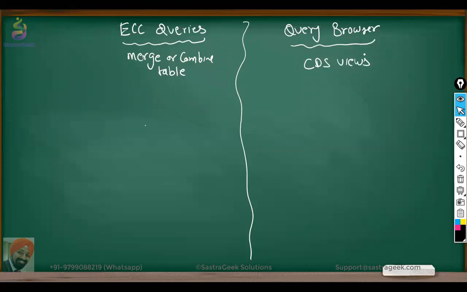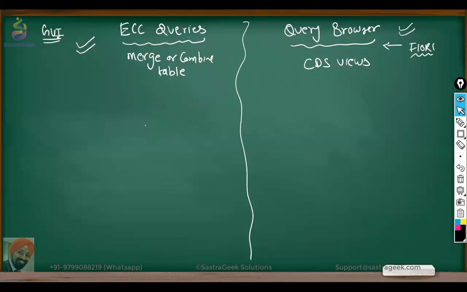Will these queries still be available with S/4HANA? Yes, these queries are still available. You can go to the transaction, you can still create your queries. Query browser is also available through S/4HANA. Query browser, you can only access through Fiori. And ECC queries, you can access either through a Fiori browser transaction, or through the GUI. But the query browser is only accessible through Fiori.